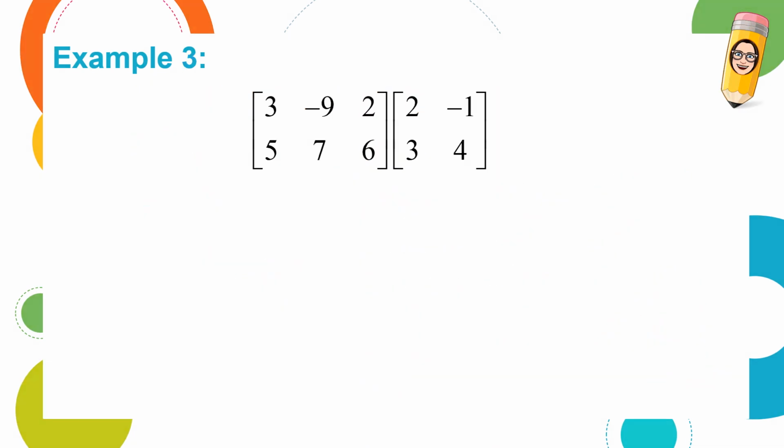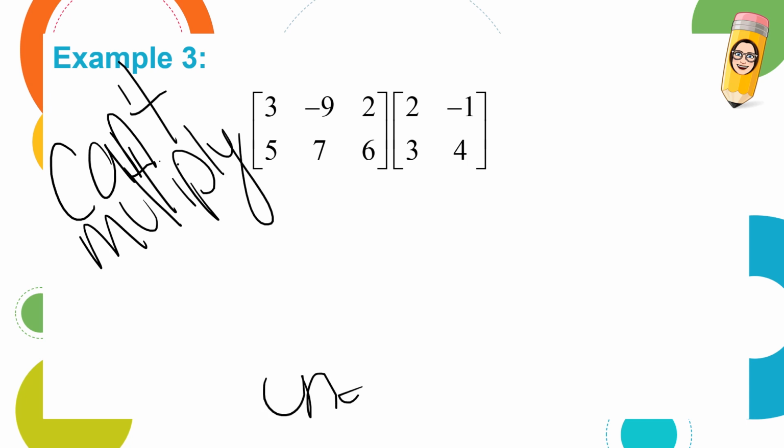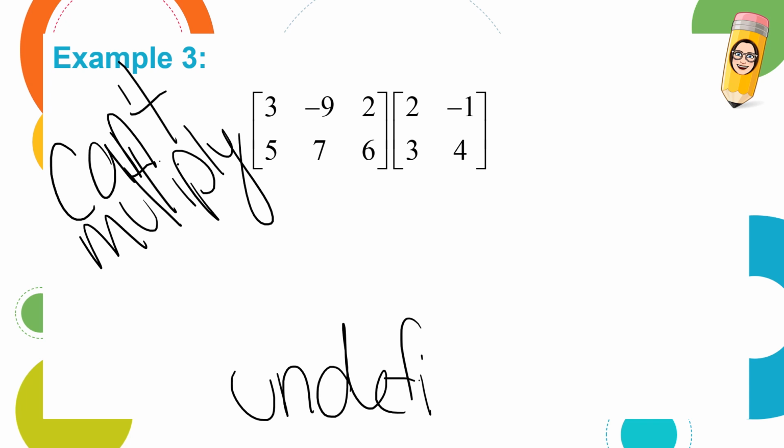All right, let's try this one out. Check the dimensions first. This is a 2 by 3. This is a 2 by 2. Uh-oh, those don't match. That's not good. I can't multiply them. Let me just stress, I can't multiply this. And so when you can't multiply, we need a more mathy way to say that, right? And so we're just going to say undefined. I can't do anything about what I'm being asked to do, so we're going to say it's an undefined problem.